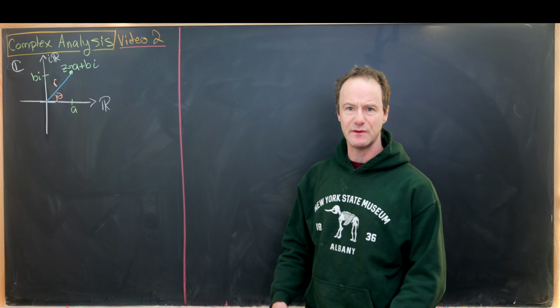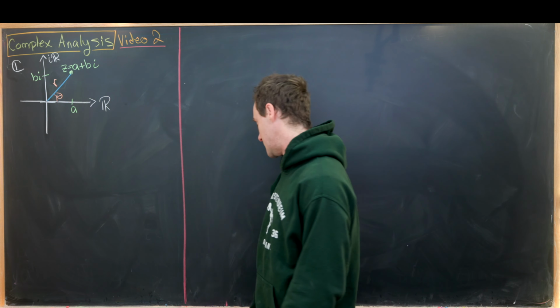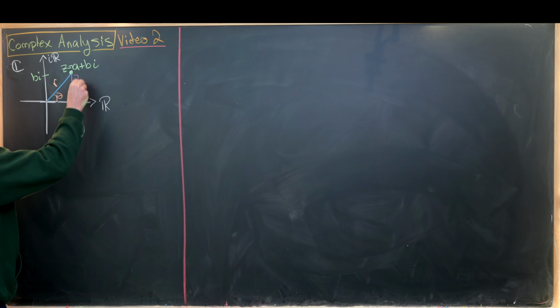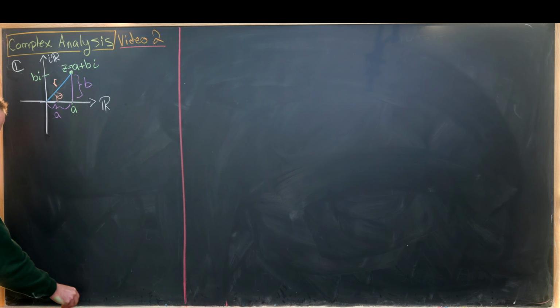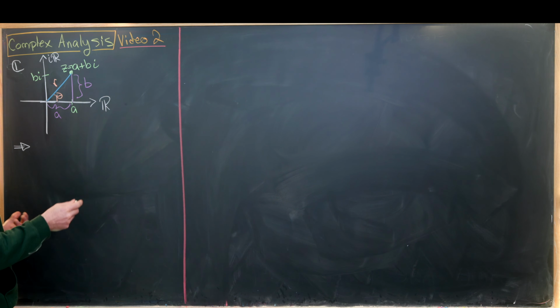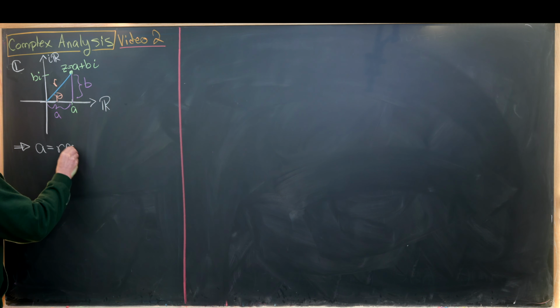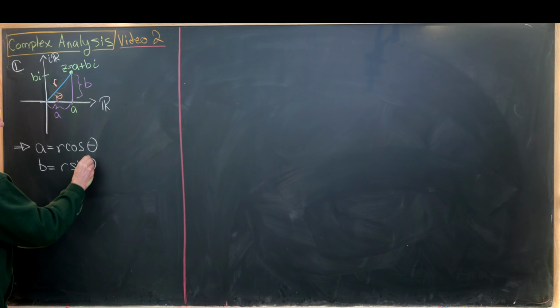So now let's notice that we've got some sort of relationship between r, theta, and a and b. And what is that relationship? Well, we can complete this triangle and put some measurements on it. The height of the triangle is b units. The base of the triangle is a units. So that tells us we have the following translation. First of all, we have a is equal to r cosine theta, just by standard trigonometric identities. And then b is equal to r sine theta.